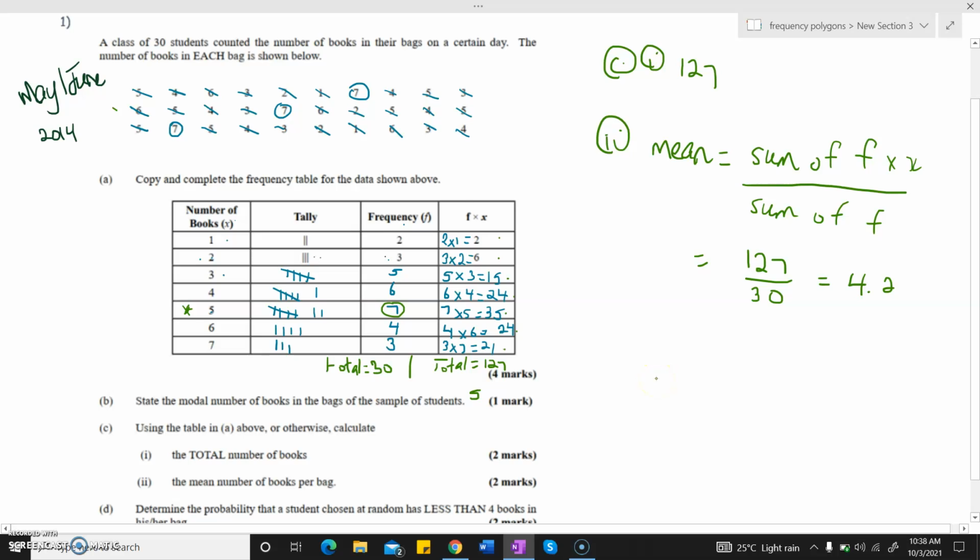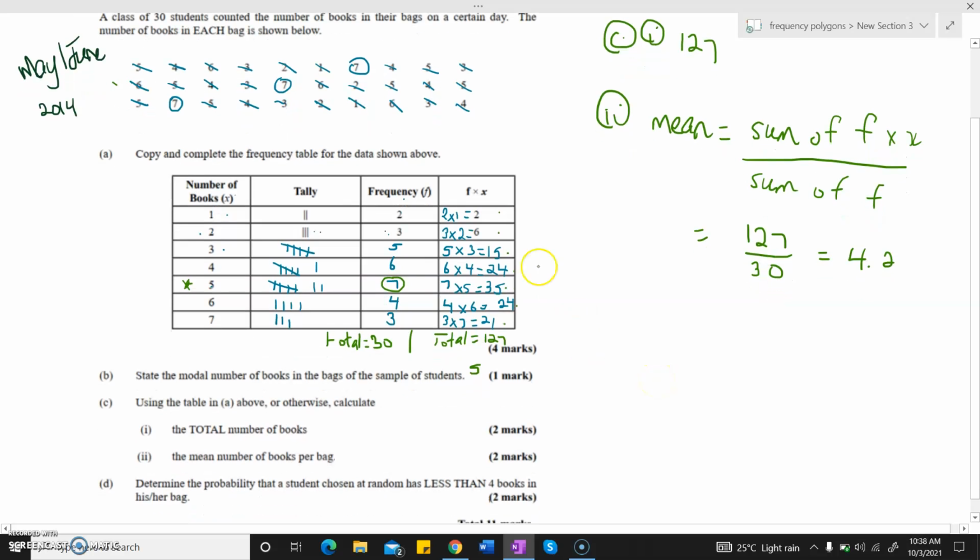And then for part D now, probability. Determine the probability that a student chosen at random has less than 4 books in her bag. First of all, how many students do we have? Remember, the total of whatever we are talking about comes at the bottom. So the total number of students we have is 30, right? They told us that right at the beginning there.